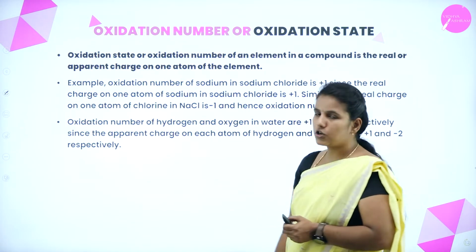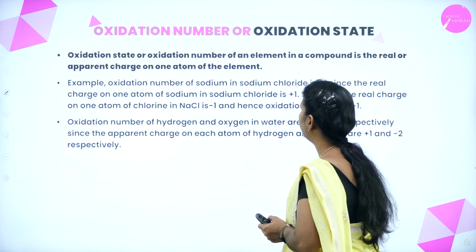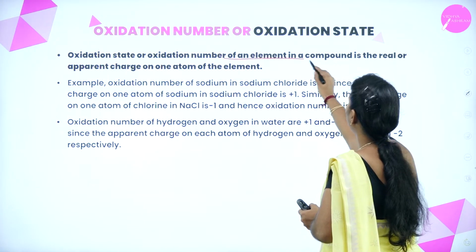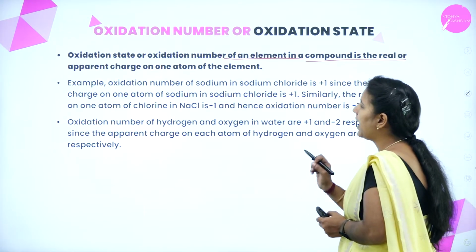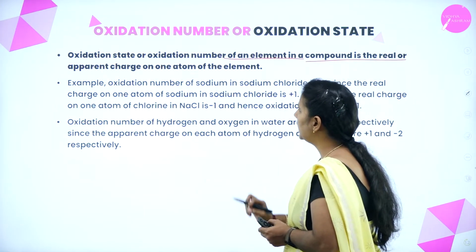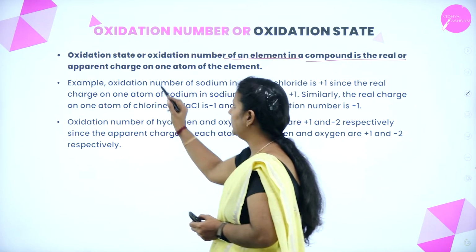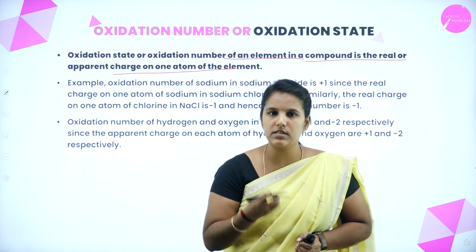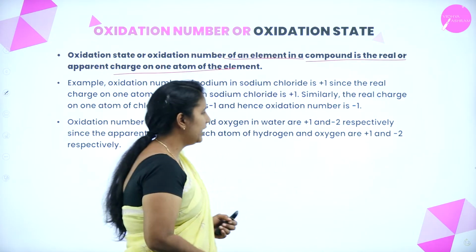And next we'll see what an oxidation number is. The oxidation number or oxidation state of an element in a compound is the real or apparent charge on the atom of an element. It is nothing but the real or apparent charge which is present on the element.